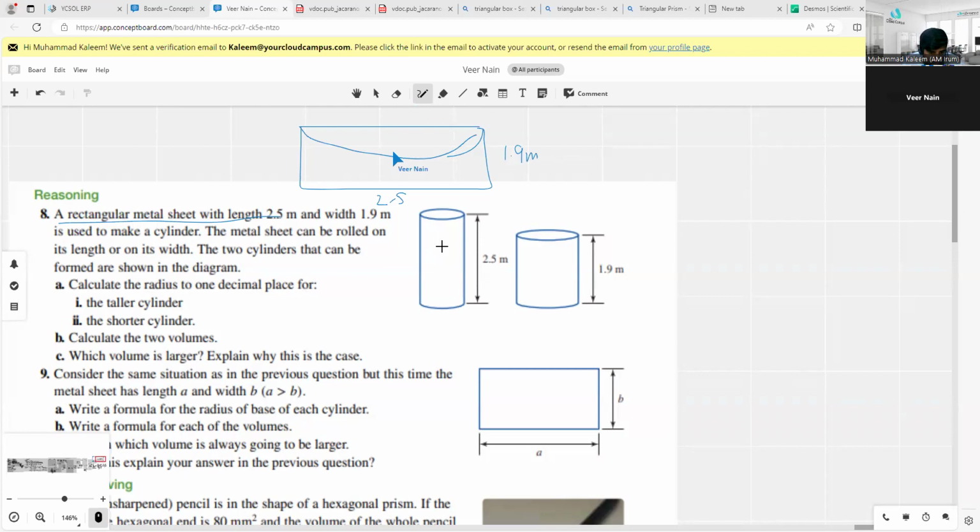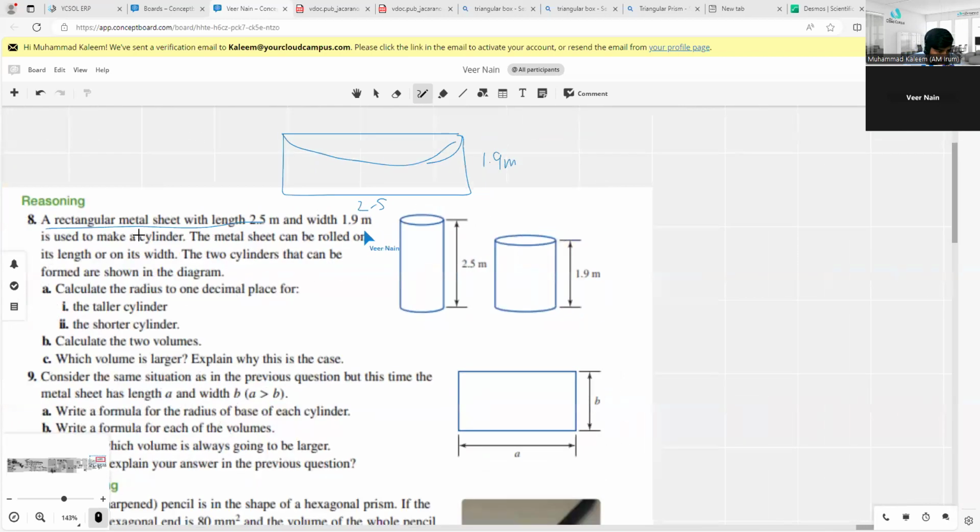Now the thing is that a rectangular metal sheet with the length 2.5 meter and width 1.9 meter is used to make a cylinder. The metal sheet can be rolled on its length or on its width. The two cylinders that can be formed are shown in the diagram. Calculate the radius to one decimal place for the taller cylinder and the shorter cylinder.